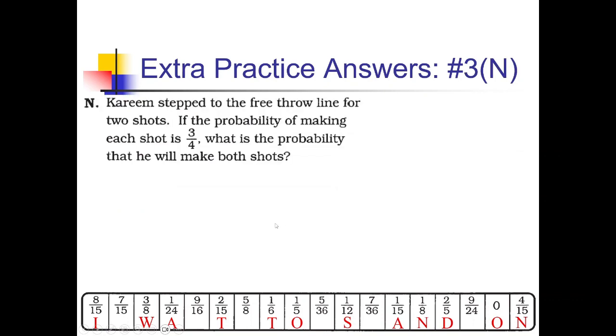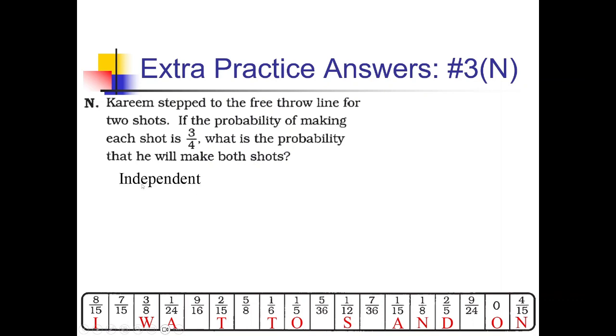For this next one, problem 3, we have some word problems. So Kareem steps to the free throw line for 2 shots. Probability of making each shot is 3/4 apparently. We want the probability that he will make both shots. Well, these are independent events in theory.